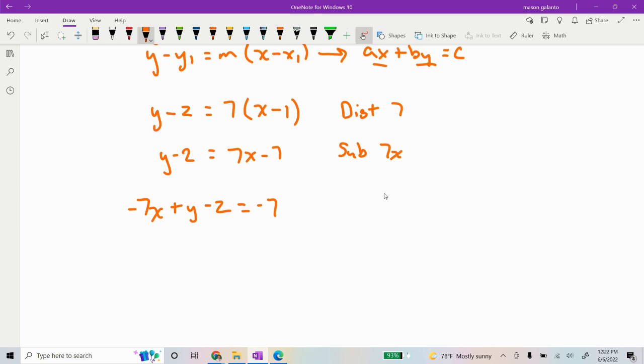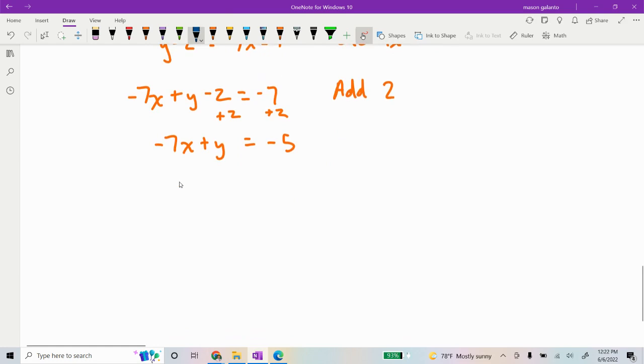The last step here is just to add the 2 to the other side because I only want x and y on the left-hand side. So add 2. So we're left with negative 7x plus y is equal to negative 7 plus 2 is negative 5. Note, this is standard form. Ax plus by is equal to c. So from here, we have a is negative 7, b is 1, and c is negative 5.